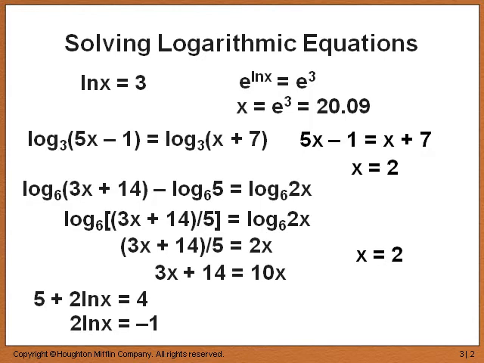So 2 ln x equals negative 1. We simply subtracted 5 from both sides. And then ln x equals negative 1/2, dividing both sides by 2. And then the key step, getting x by itself: e to the ln x equals e to the negative 1/2. And then we have x equals 0.607, which you can evaluate on your calculator, e to the negative 1/2 power.